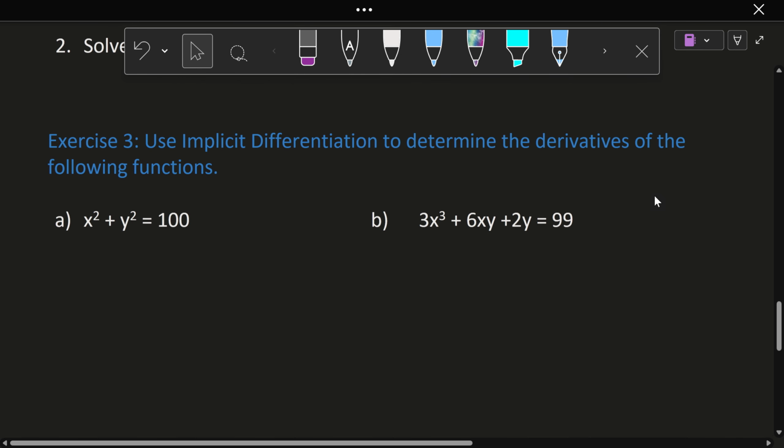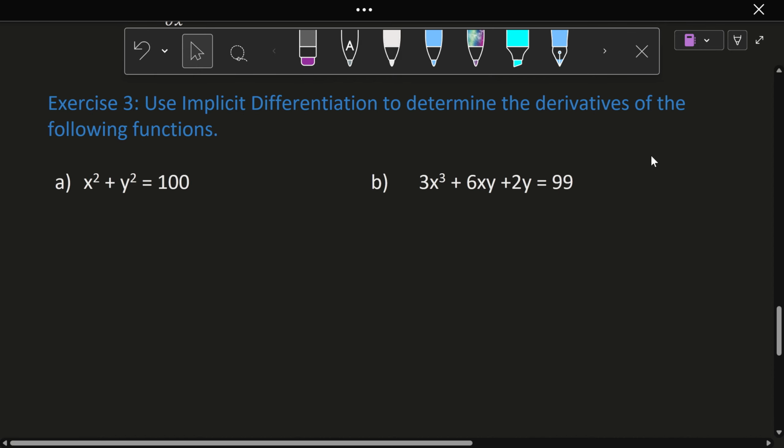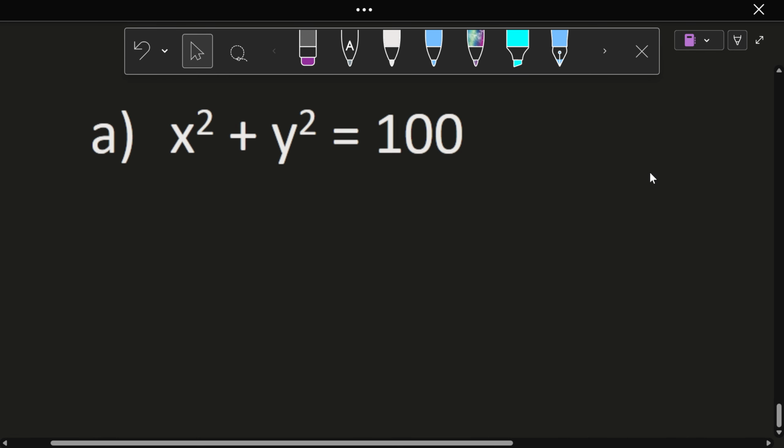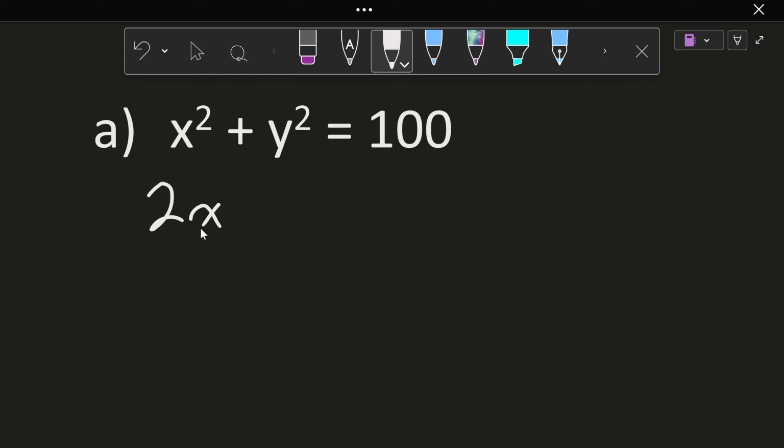And I have two examples here to work on. We have x squared plus y squared equals 100. So let's zoom in here. I'm going to start with this one. So we just start taking derivatives. The derivative of x squared is 2x.